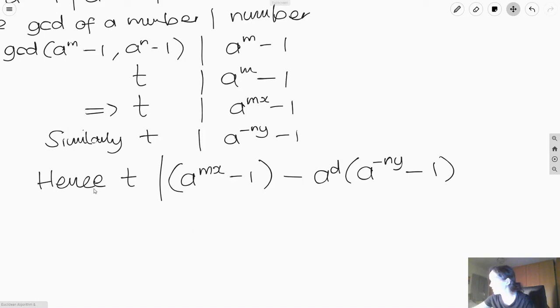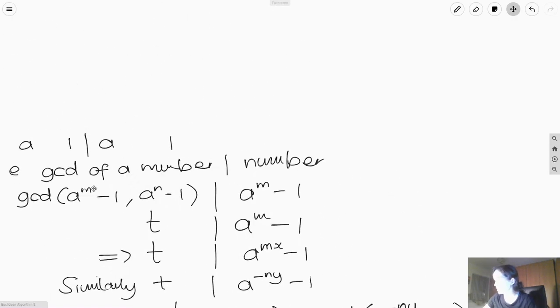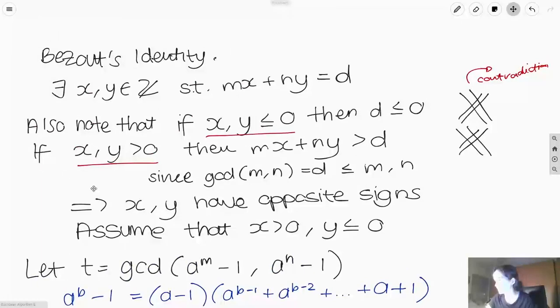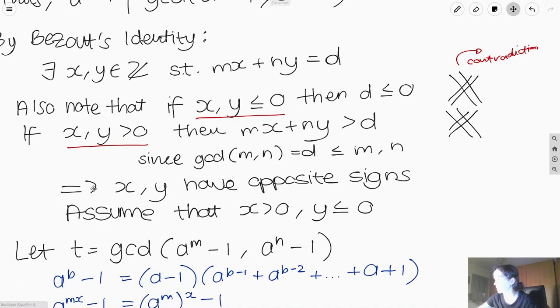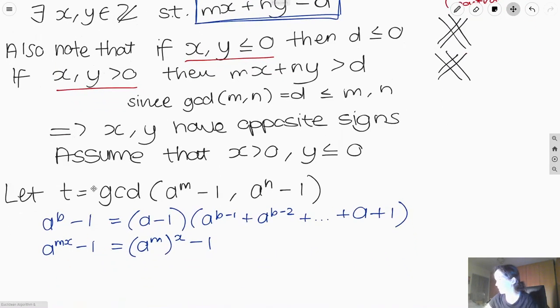So let's simplify this expression. This is going to be a^(mx) minus 1 minus a^(d minus ny), so adding these exponents, plus a^d. Now we're supposed to remember that we had mx plus ny is equal to d. So remembering that, let's put d in.